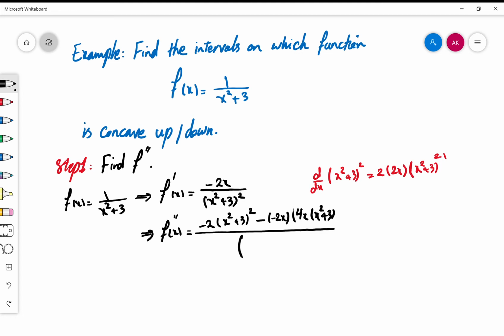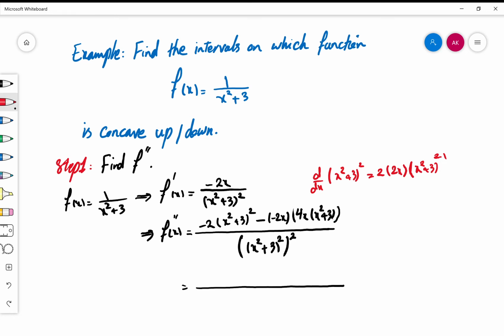And then the denominator, which before was x squared plus 3 squared, now we square that one itself. Let me simplify here. Something that we have to note here, since we are going to find the sign table for this, it's better to simplify at this stage.